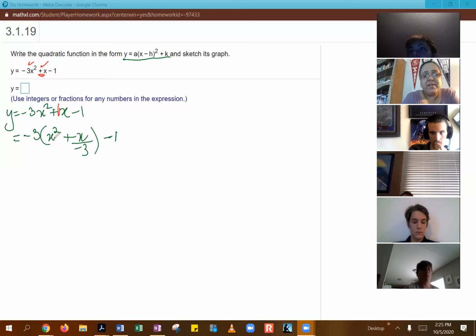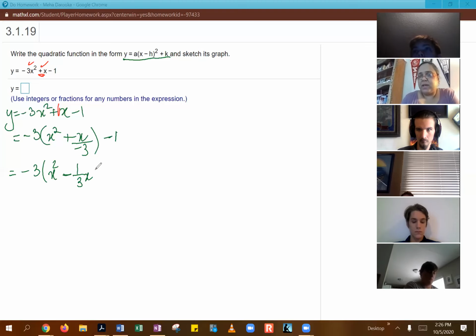So inside the parentheses right now, we have x squared plus x divided by -3. You can actually rewrite that middle term. You can see we have both a plus and a minus sign there, so you can just make it minus. And instead of writing it as x over 3, you can also write it as 1/3 x, if you like.